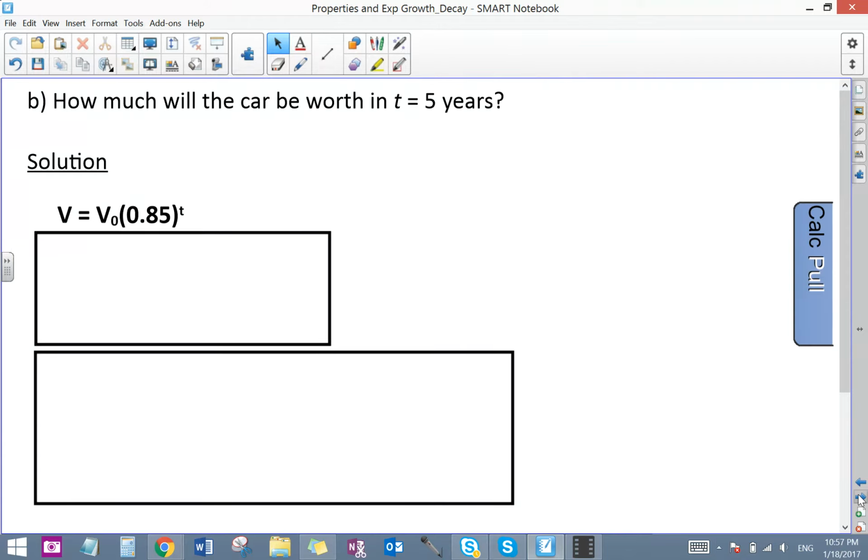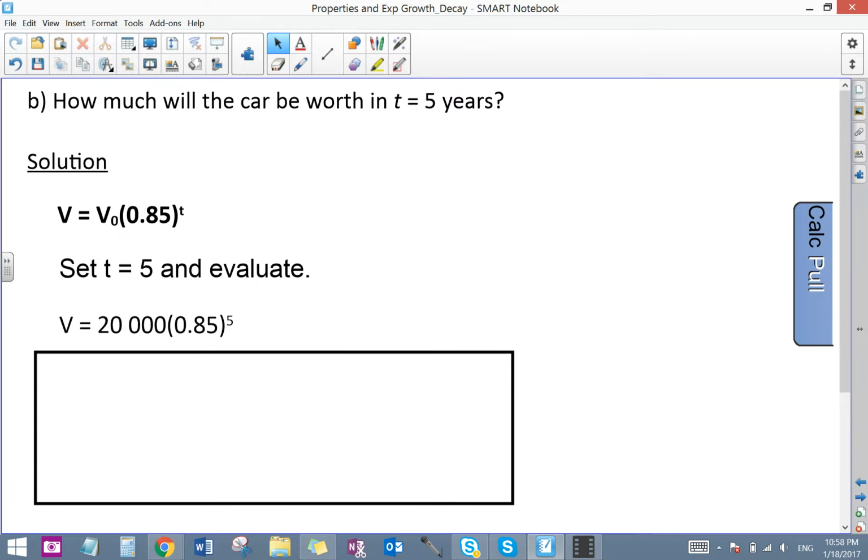Okay, so moving forward, the other two parts of the problem, part B, let's take a look at what the car will be worth in 5 years. After 1 year, we'll lose 15% or maintain 85%. After the second year in, we'll lose another 15%, or we'll retain 85% of that reduced value, and so on and so forth. So that's particularly how exponential decay works. So if we set t, or the value of the exponent, as 5 and evaluate, we should have ourselves the depreciated value. So here's a great opportunity to work with the calculator.